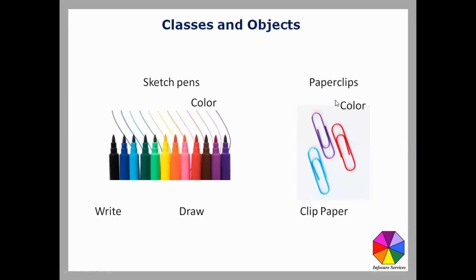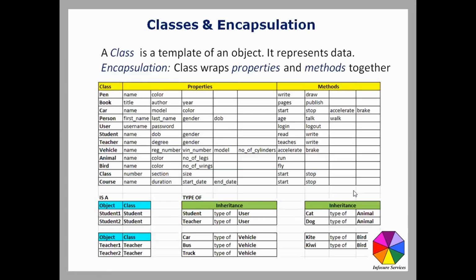Here is another one. A paperclip can have a color. Paperclip is a class name, and color is a property. There are individual objects of different colors. And the method is clip paper. So there are a few class names shown here as examples, each of which is a template, and they could have properties.